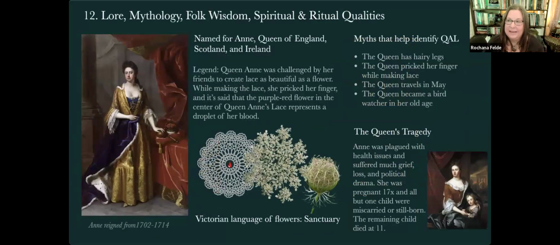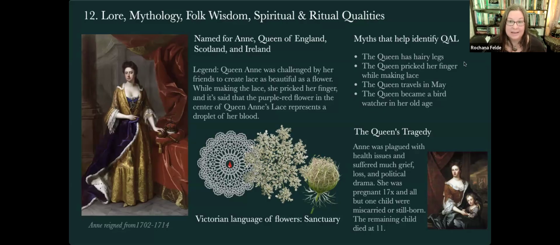It was named for Queen Anne, the Queen of England, Scotland, and Ireland, and the legend about her creating lace and pricking her finger, and that drop of blood represents the dark center flower in the middle of the flower. Supposedly, that's how this plant got its name. There's a lot of lore about Queen Anne's lace that really has to do with identifying this plant. I think that's really fascinating.